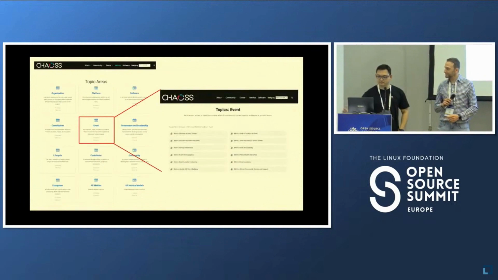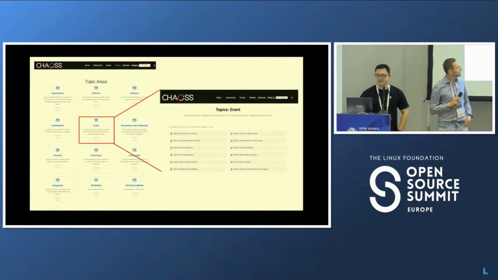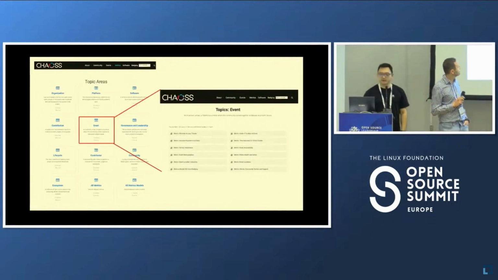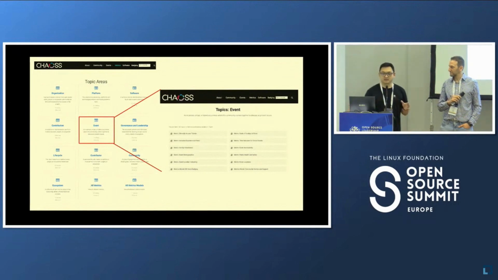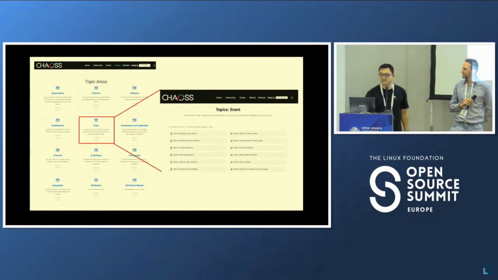Yeah. So here's a website where we provide all the metrics we have and all the metrics models we have. You can see that some metrics relate to events, which we list all here. And we also have some governance, leadership, and contribution parts. So we divided them into different domains. And in the bottom right corner, we have all the metrics models. Later on, we will show you some examples we use in our real use cases.